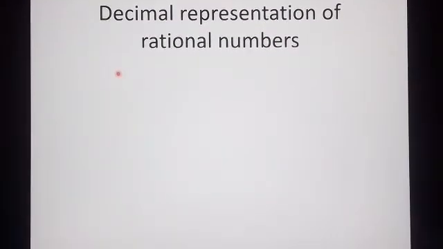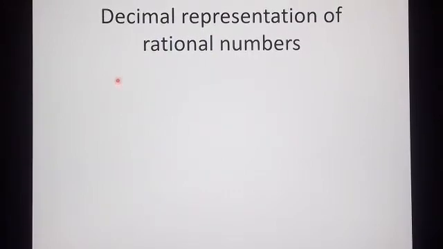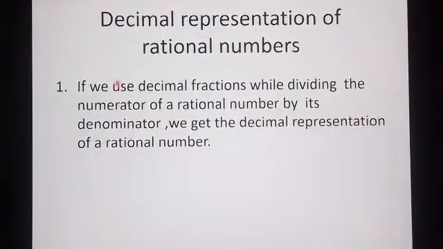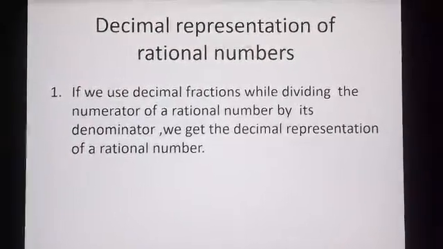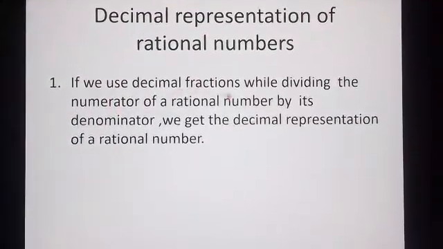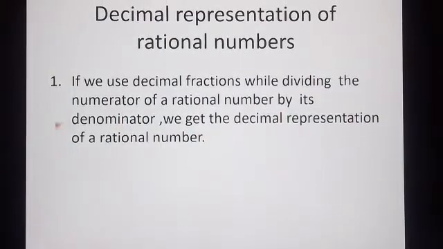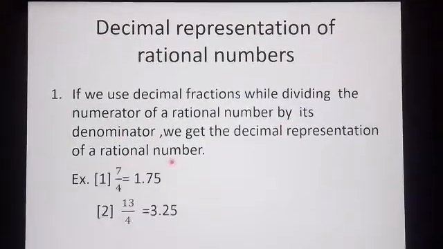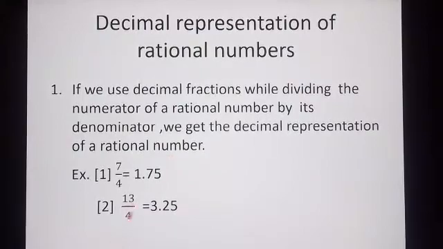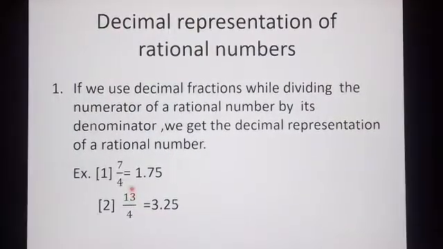In the previous class, what have we studied? Comparison of rational numbers on the number line, and there we have already solved all the sums, and I have given you some homework also, isn't it? So, let us study what is the meaning of decimal representation. If we use decimal fractions while dividing the numerator of a rational number by its denominator, we get the decimal representation of the rational number. So, take two more examples now, and then you will understand how to write the decimal representation.